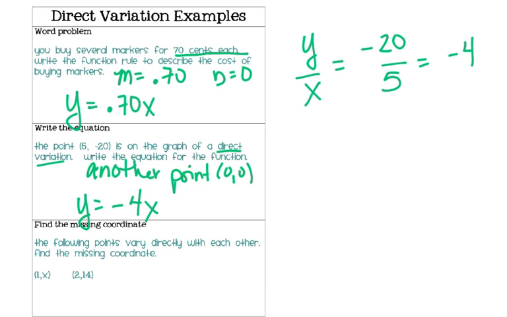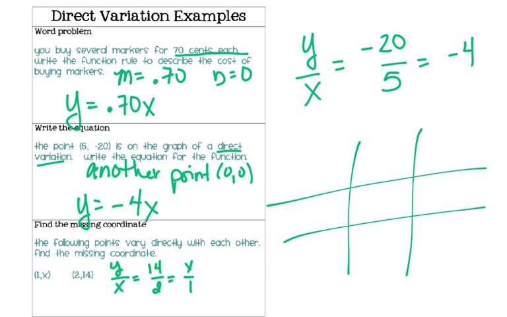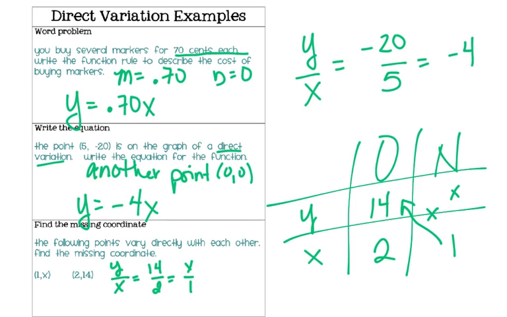And then finally, find the missing coordinate. So it says the following points vary directly with each other. Find the missing coordinate. So again, we can do the y over x here and set up a big proportion. If you do better with the hashtag or the tic-tac-toe, you can do it this way. This just helps you keep things straight. So again, you cross multiply. 1 times 14 is 14. And then divide by the 2 would give you a 7. So here, x would equal 7. And that is it for this set of notes.